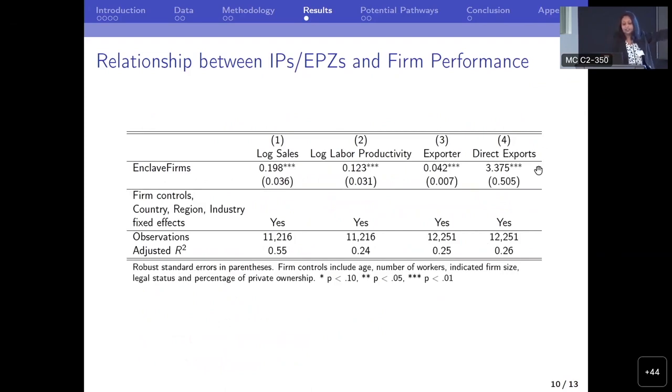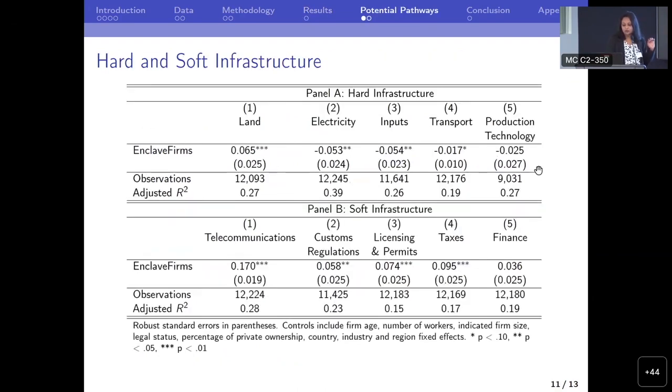And so here are the results, as you can see them. So we can find that after including those fixed effects, the firms that are located within an industrial enclave are associated with 19.8% higher sales as compared to firms that are not located in an industrial enclave. They also exhibit higher labor productivity, a 4.2% higher export potential or a probability of exporting, and the direct exports are 3.4% higher too.